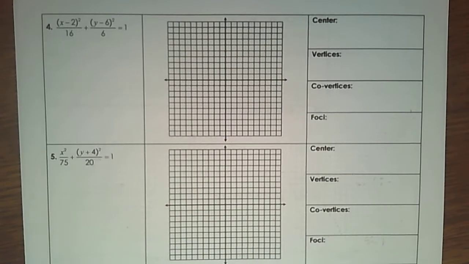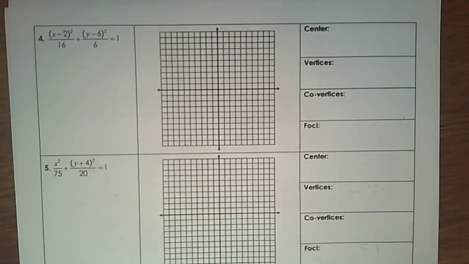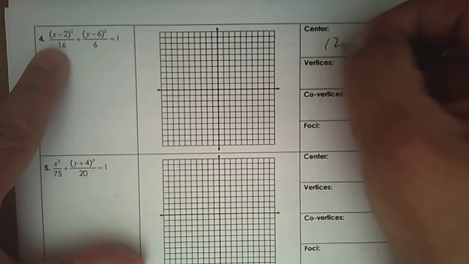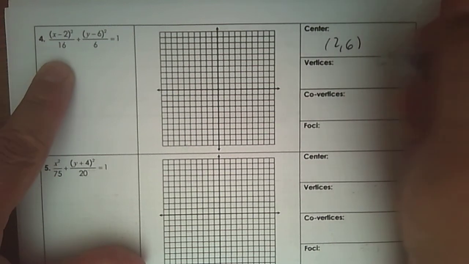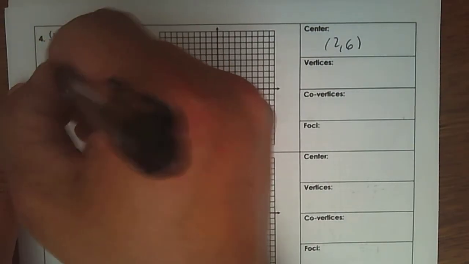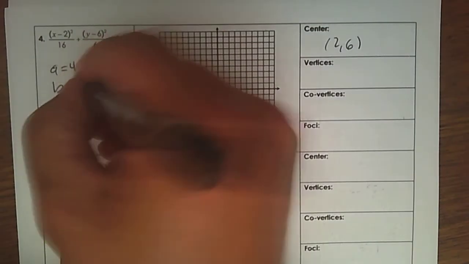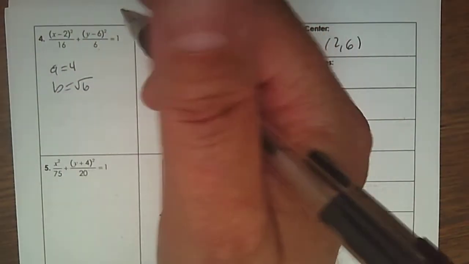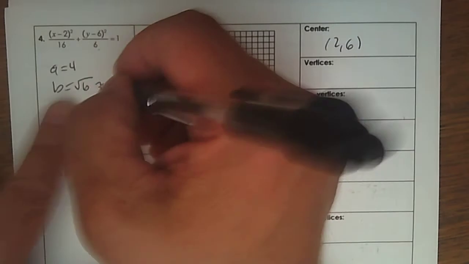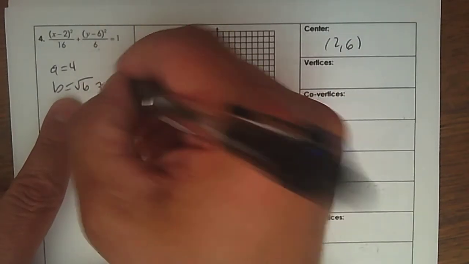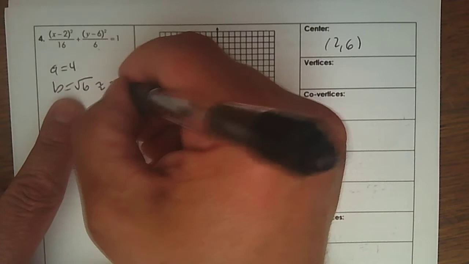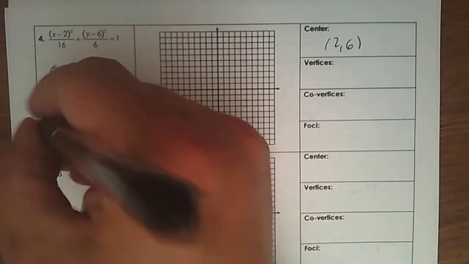Let's try it again. So the center here is at (2, 6). The square root of 16 and the square root of 6. Now the square root of 6 is irrational, so we're just going to estimate it. It's a little bit bigger than 2, so like 2.2, 2.3, something like that. So we'll estimate that one.